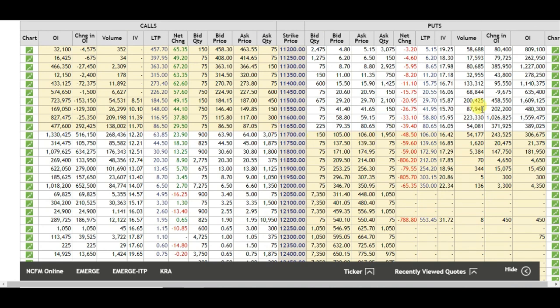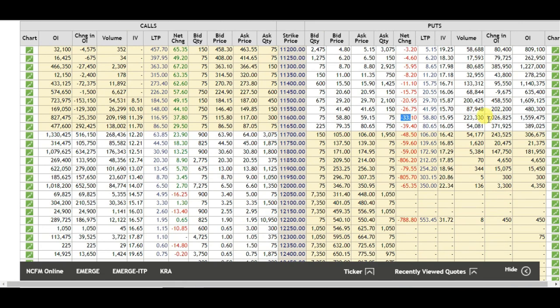At 11,700 we can see the net change is minus 48, and as the change in open interest is 2.4 lakh contracts, it means put writers or put sellers sold the contracts. Now what is the thinking of put writers or put sellers? They will sell the contracts only when they feel that Nifty is going to sustain above this strike price, which is 11,700.